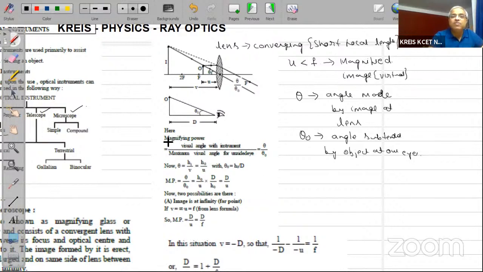Now I'm going to define what is called magnifying power, which will be the visual angle with the instrument divided by the maximum visual angle for the unaided eye. That is, the visual angle made without any lens, and the visual angle with the instrument, the ratio of these two is called magnifying power. So m will be equal to theta by theta naught. The intention of any optical instrument is to make this m greater than 1, and theta should be made larger than theta naught. That is the purpose.